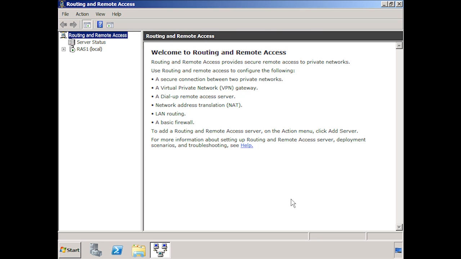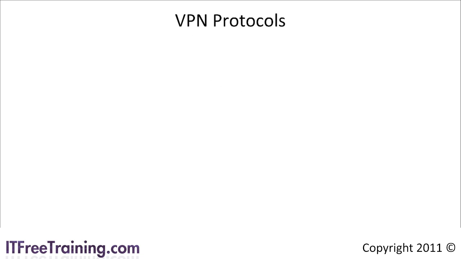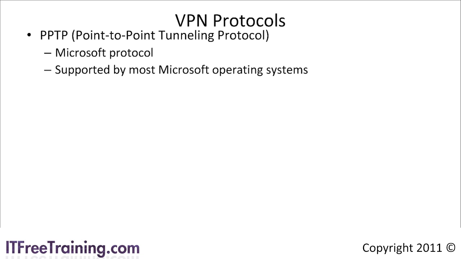You may, however, want to do some more configuration to the server depending on what type of clients will be connecting. Let's have a look at the protocols RAS supports. The first is PPTP. PPTP, or Point-to-Point Tunneling Protocol, was developed by Microsoft and thus is supported by most Microsoft operating systems. If you are using a non-Microsoft operating system, you will need to use another protocol to connect to the VPN server. PPTP is becoming obsolete by newer protocols, but may be your only choice if you have some older Windows operating systems that need to connect to your VPN server.